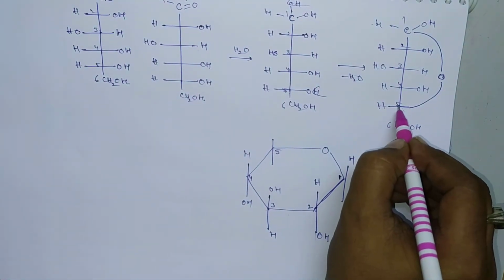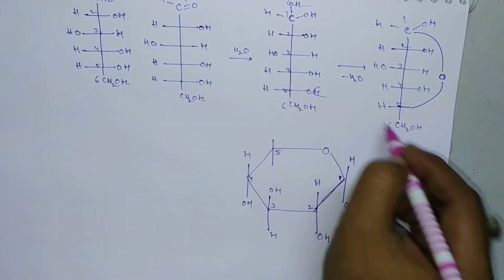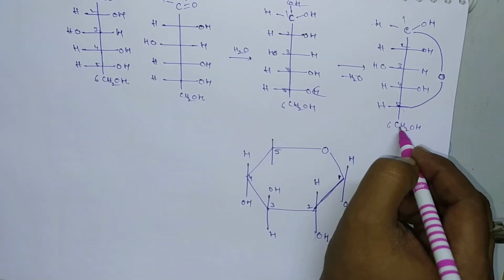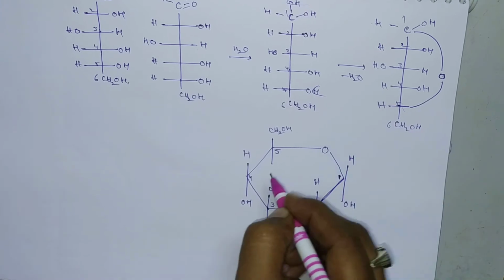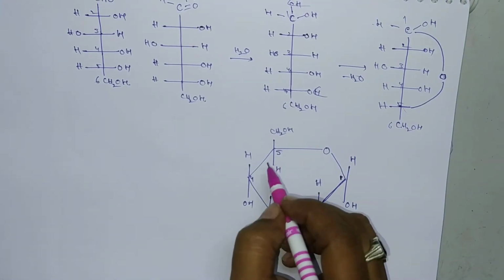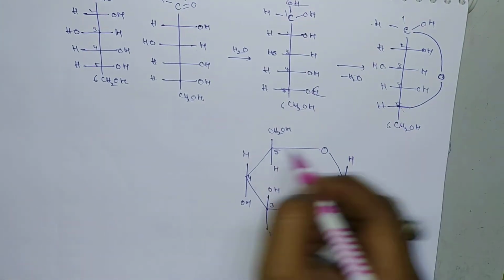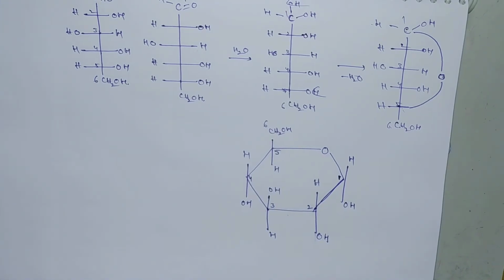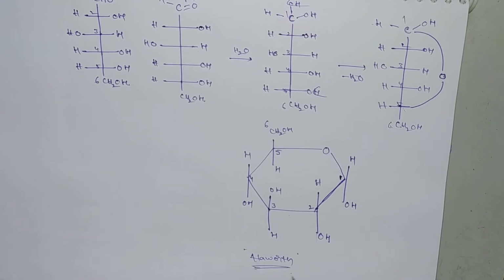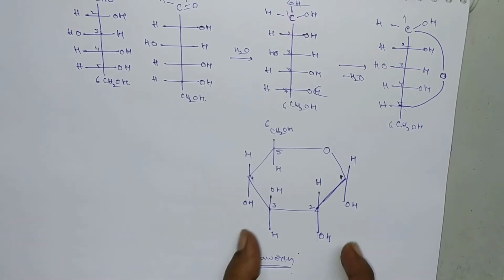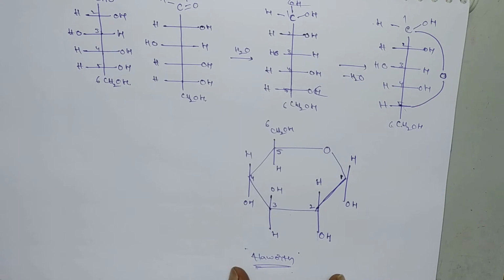So at the fifth carbon, during cyclization the groups will be inverted. That is, here CH2OH should be present above the plane, and H below the plane. So here it is the 6th carbon. Okay, so this is the Haworth structure. Haworth structure for glucose. Okay, so this is glucose.